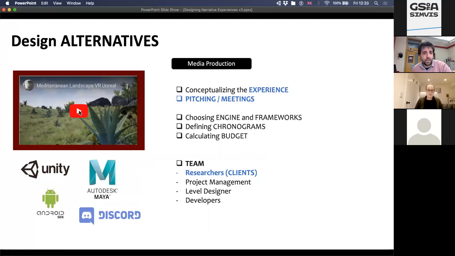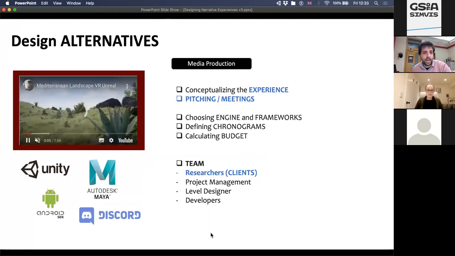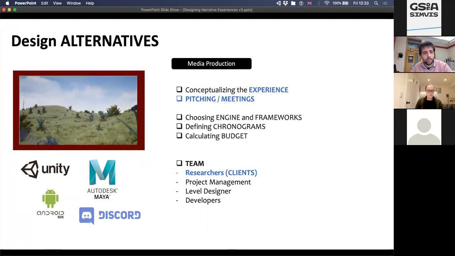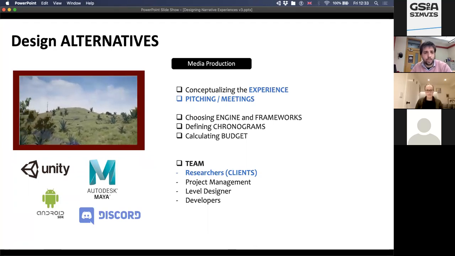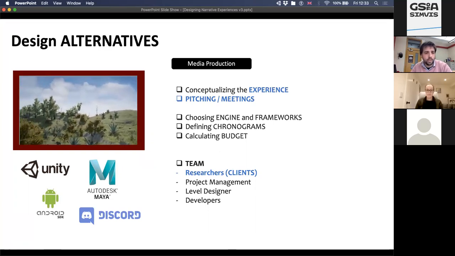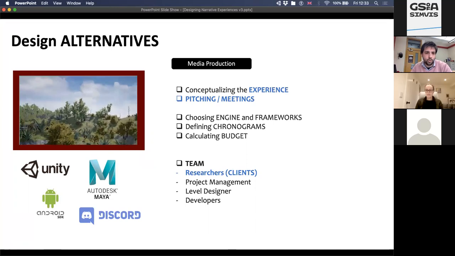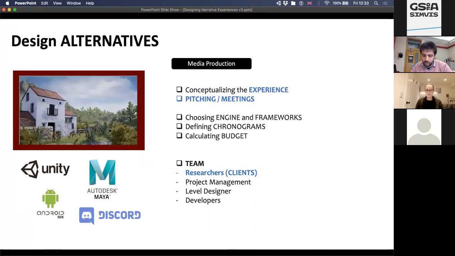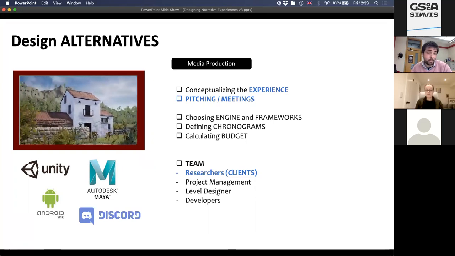The first thing has to do with conceptualizing. This is, for example, a little prototype we did using, at that time, Unreal. At certain moments, we moved to Unity. So defining the tools to work with, and to communicate among the different members of the team, is basic.